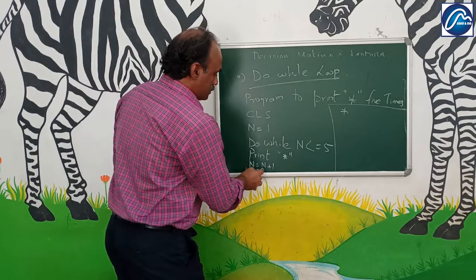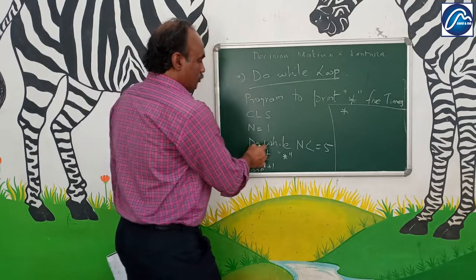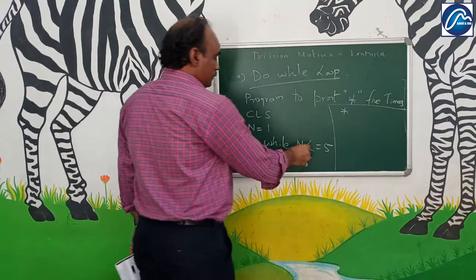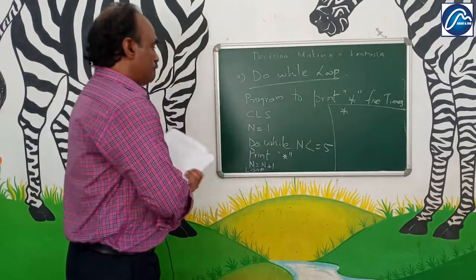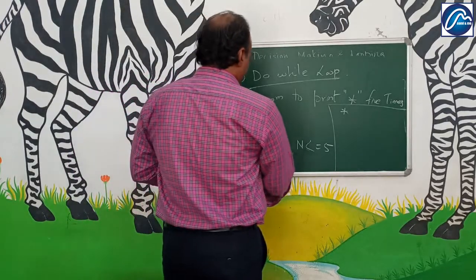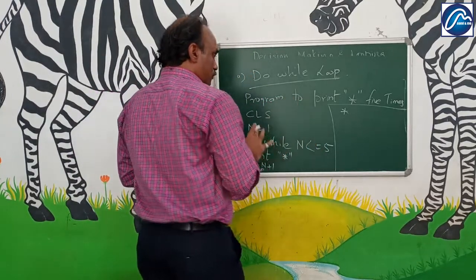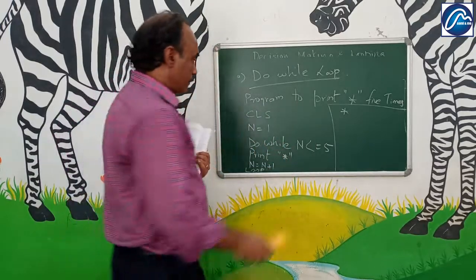Then it will be taking the loop. What is the loop? It will come here again. Do while n less than or equal to 5. See, 2 will be less than or equal to, I will go little slow. Wait.